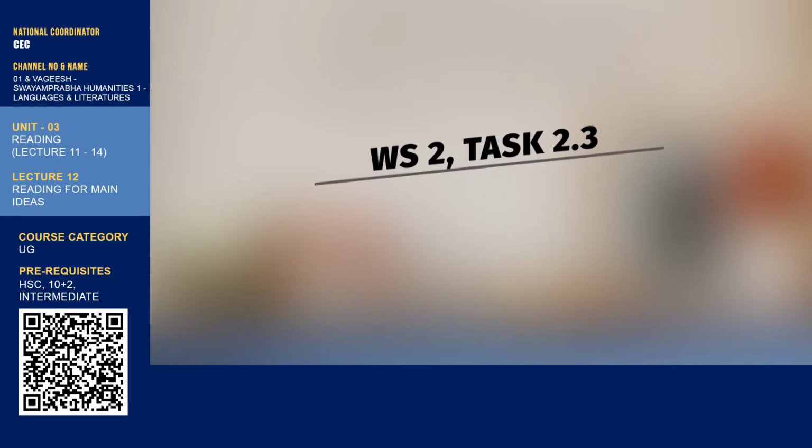Now that we have learned to identify the main idea, go back to worksheet 2 and try out Do Task 2.3. Remember to first identify the topic and then ask the questions we discussed earlier. Now let's look at another position where the main idea can be placed.